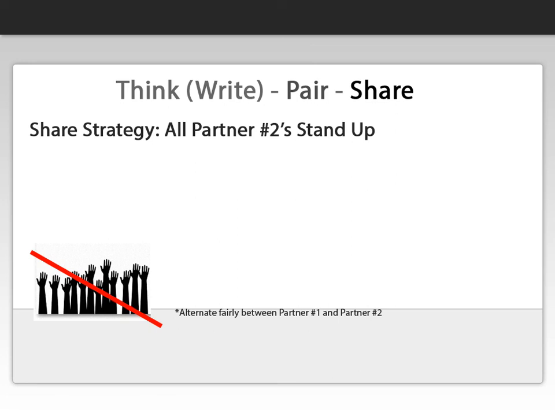Another strategy is for the teacher to ask all partner number 2s to stand up. The teacher calls on one of those partners who shares what they said or what they heard during the partner sharing time. The teacher might say, "If your idea was similar, you may sit down." At this point, about 3/4 of the students generally sit, and the teacher calls on another partner who's standing.